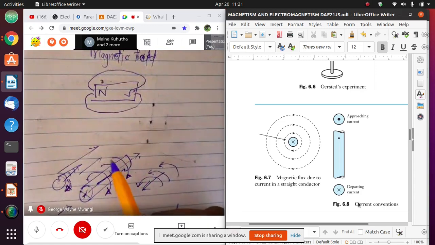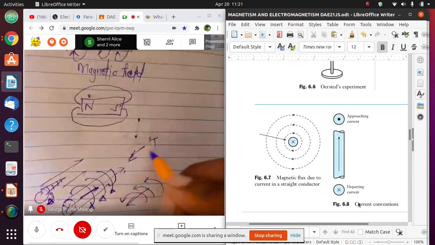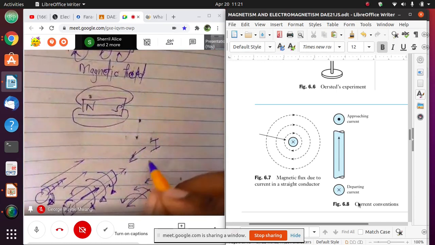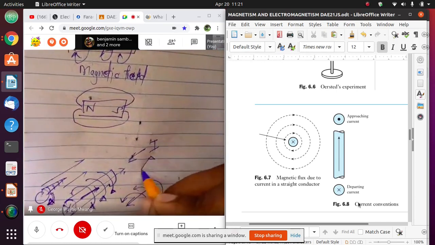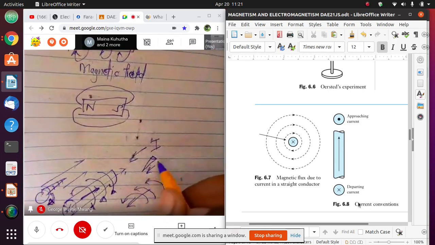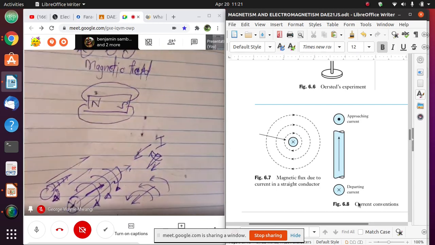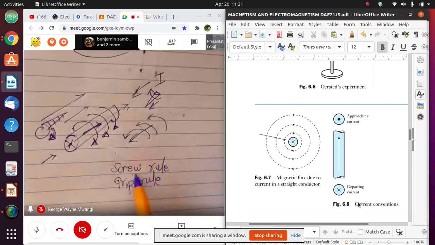If I put it on this other side, and the current is moving in this direction, and I have this screw facing that direction, and I want this screw to move forward, I will turn it in the anti-clockwise direction. And this direction is assumed to be the direction of the magnetic field. Are we together? This is usually known as the screw rule.